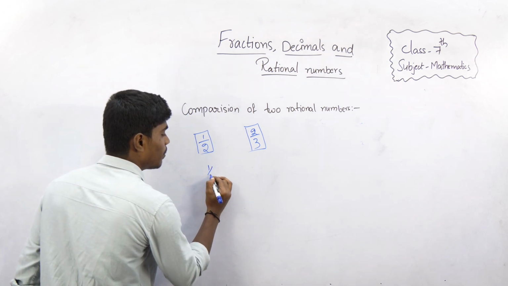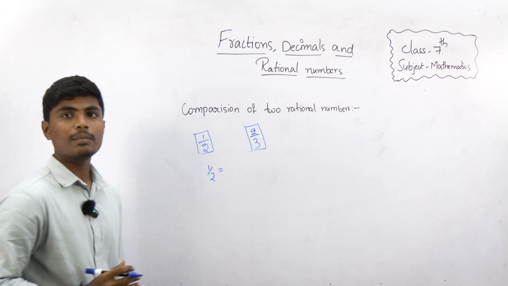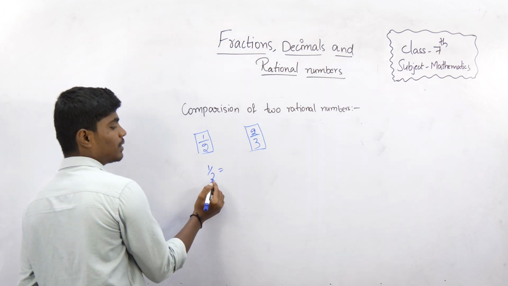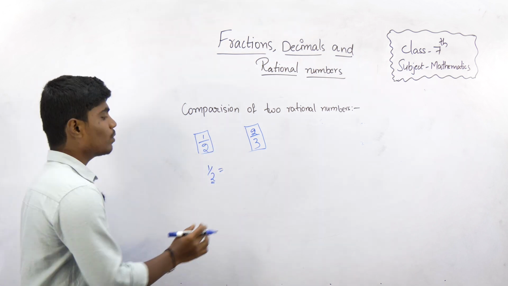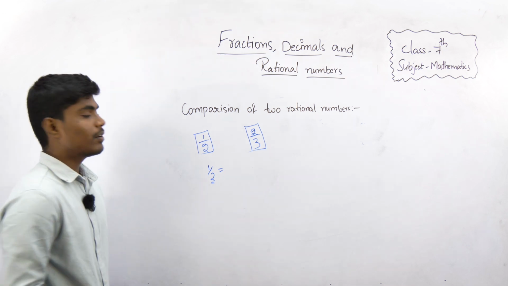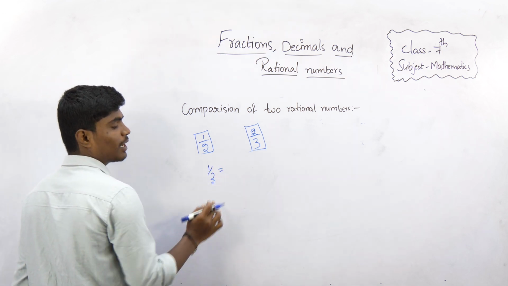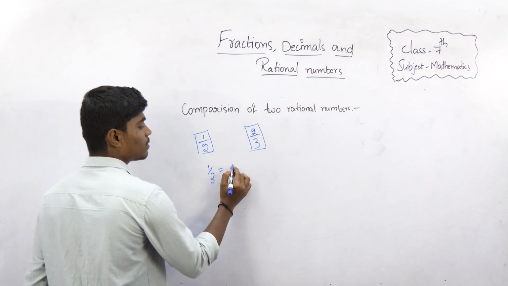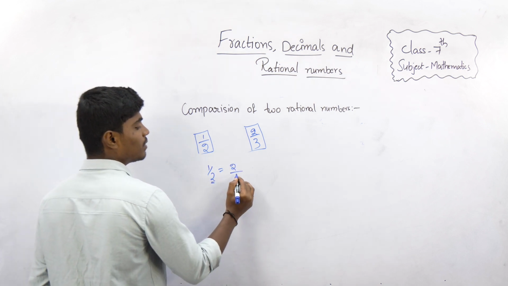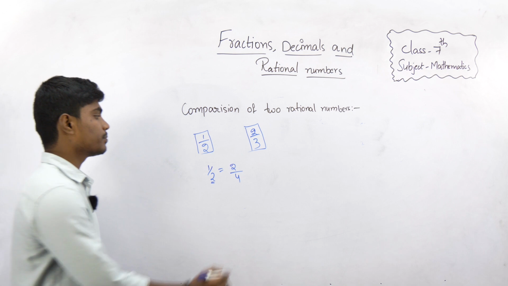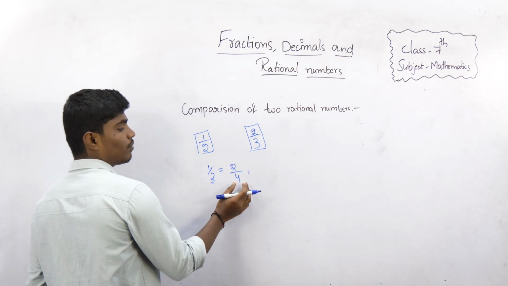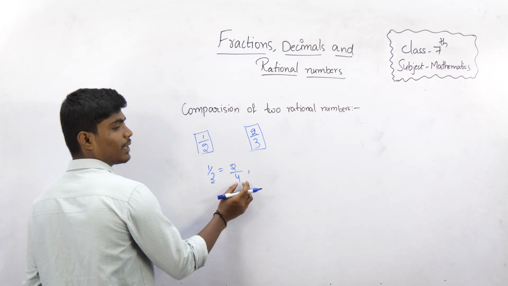See, 1 by 2. Let's write some equivalent rational numbers to this. We multiply numerator and denominator with 2. 1 into 2 is 2. 2 into 2 is 4. Now, one equivalent rational number is formed.